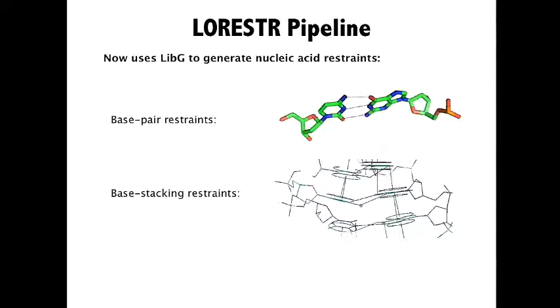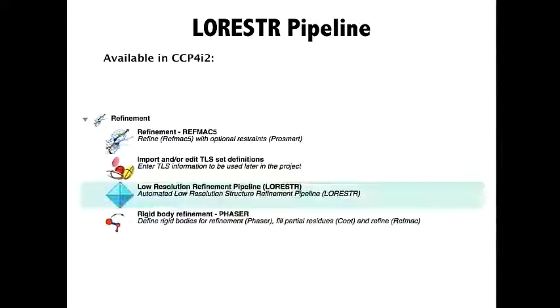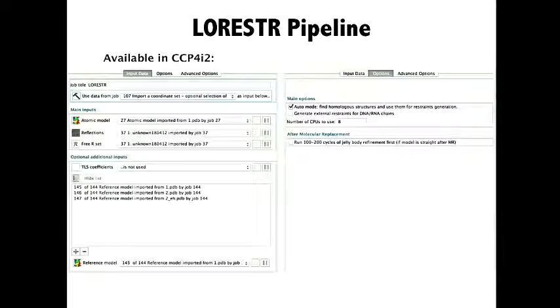In terms of what's new, LORESTR is now using LIBG to generate nucleic acid restraints. So we've got base pair restraints to hold the bases together, and the base stacking restraints to ensure that they are suitably parallel. So LORESTR will try using that as part of its generation of protocols. LORESTR is available in CCP4 as well as in CCP4 Cloud, as Billy was mentioning earlier. You can see down here in the refinement tab, we've got the low-resolution refinement pipeline. And this is what the interface looks like.